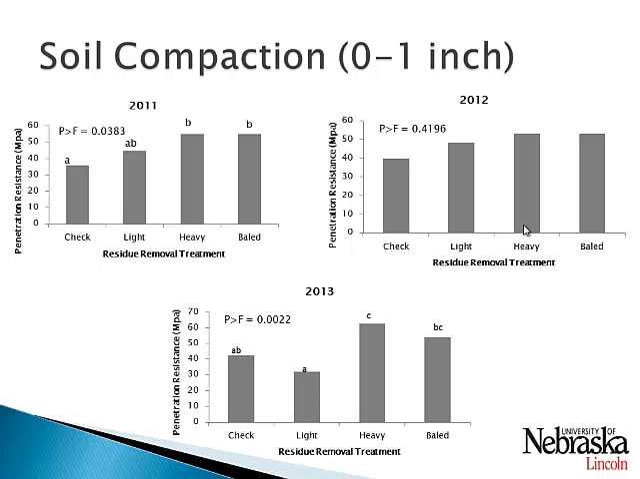And these are soil compaction measurements across a check treatment where there was no grazing, no baling whatsoever, a light grazing, a heavy grazing, and a baled treatment. Aaron will get into more of the details of the differences between the light grazing and the heavy grazing. And this is all on the surface, 0 to 1 inches of soil.